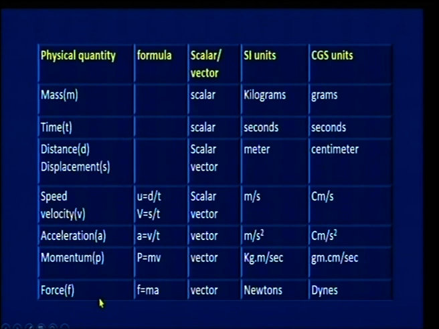The next one is force. You have learned in the laws of motion lesson, children, Newton's second law, F equal to ma, that is the product of mass and acceleration. Force is a vector quantity. It has units newtons in SI system, dynes in CGS system.